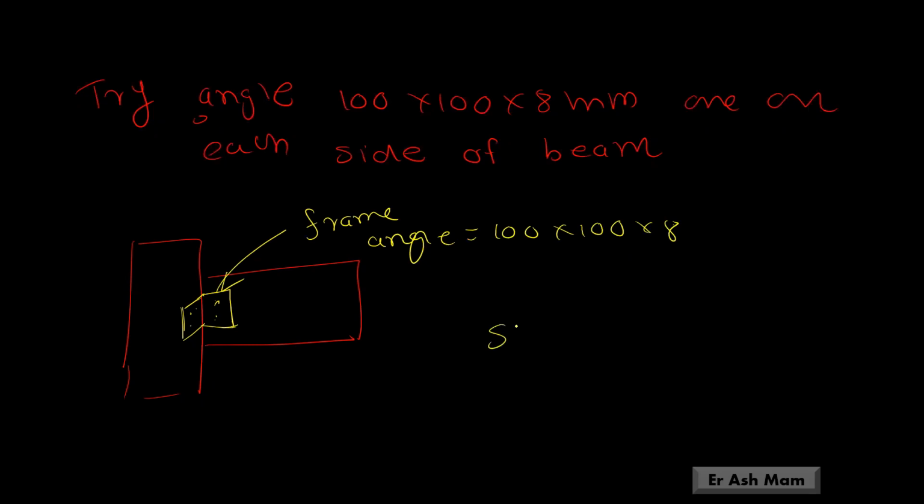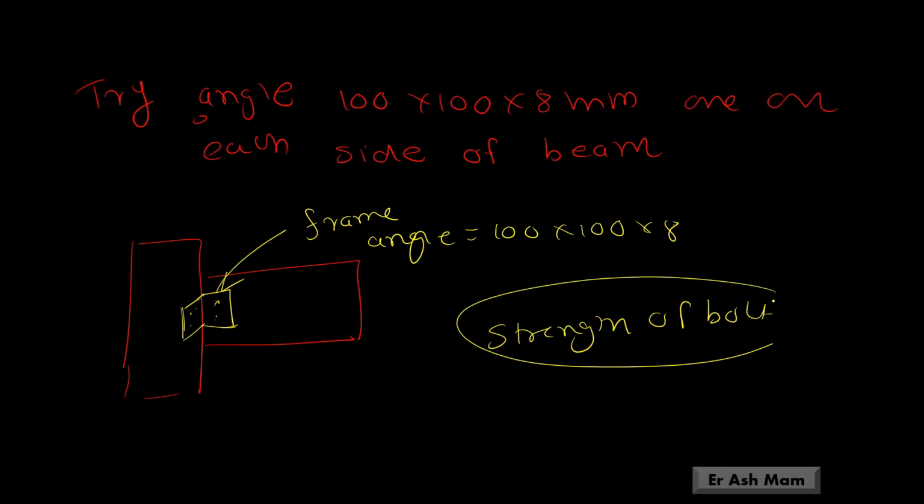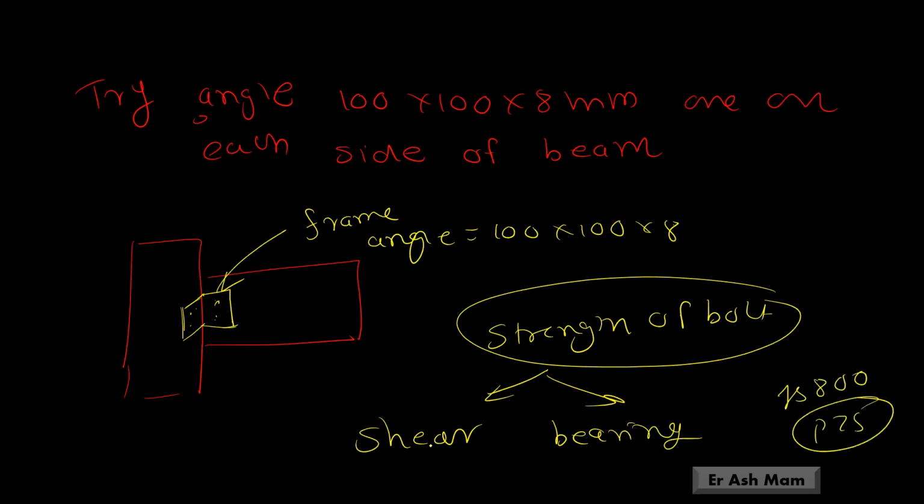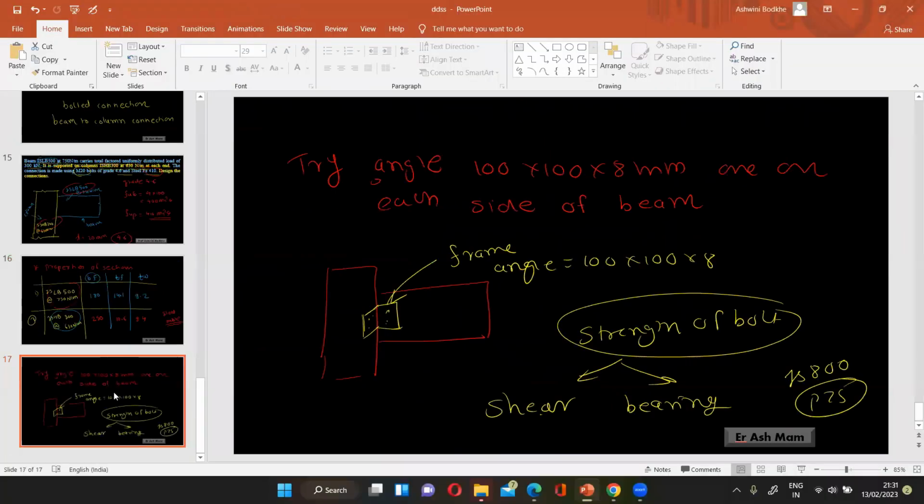Next, to find strength of bolt. Strength of bolt depends upon two criteria. One is shear strength and second is bearing strength. IS code IS 800 page number 75, shearing and bearing. So let's first find shearing strength of bolt.